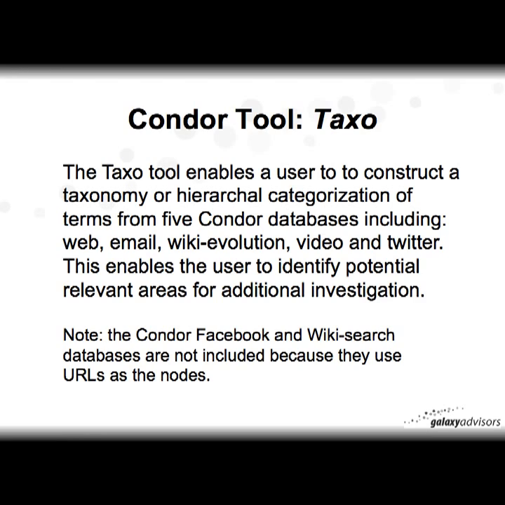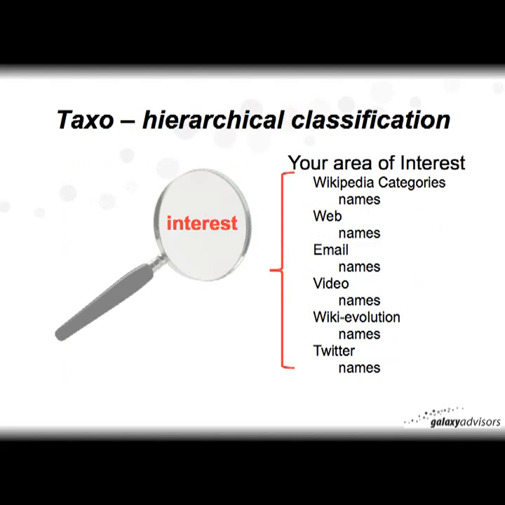In essence, the Taxo tool enables a user to construct a taxonomy or hierarchical categorization of terms from 5 Condor databases, including web, email, wiki evolution, video, and Twitter. This enables the user to identify potential relevant areas for additional investigation. Note that Condor Facebook and wiki search databases are not included because they use URLs as nodes.